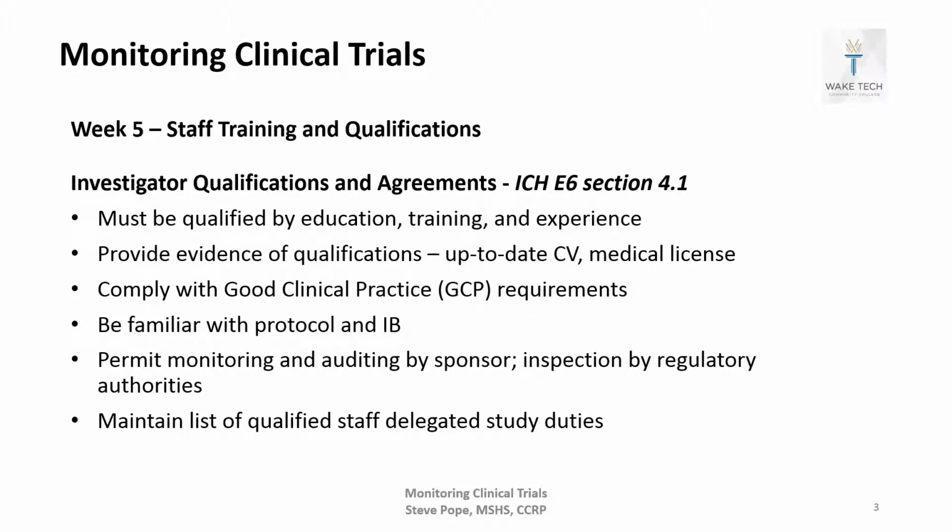So let's talk about investigator qualifications and agreements. This comes from ICH E6 Section 4.1. We've talked about this earlier. But investigators must be qualified by education, training, and experience. And they need to provide evidence of qualifications, which are going to be an up-to-date CV and a current medical license. So the CV is going to be signed and dated within the past 2 years. And of course, the medical license needs to be current and not expired.